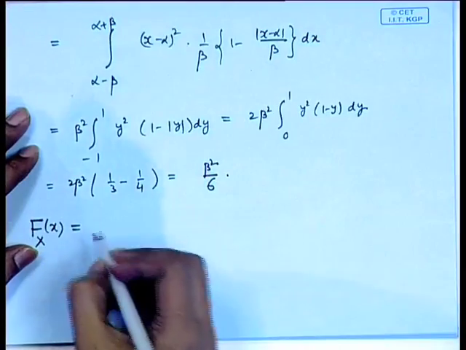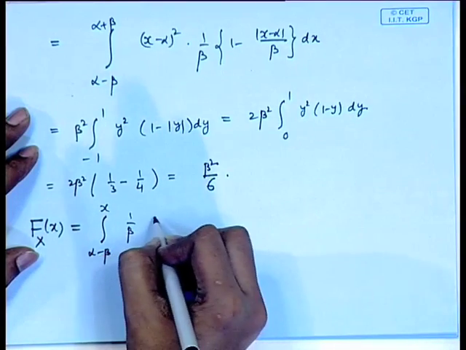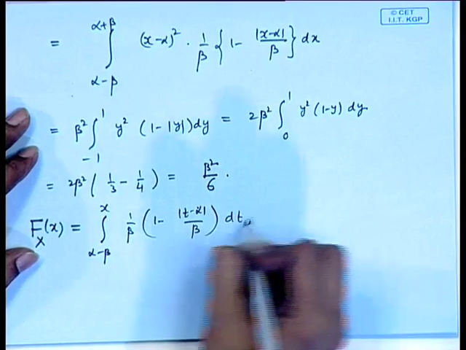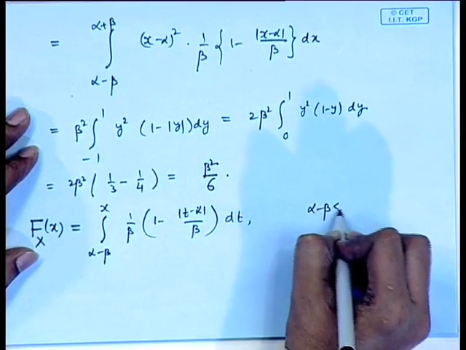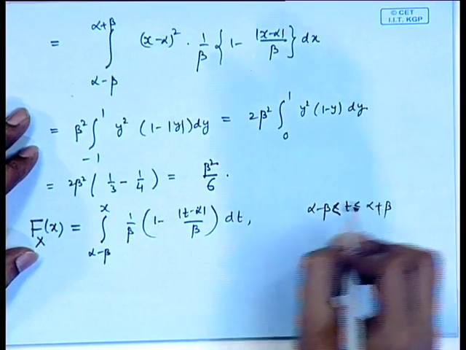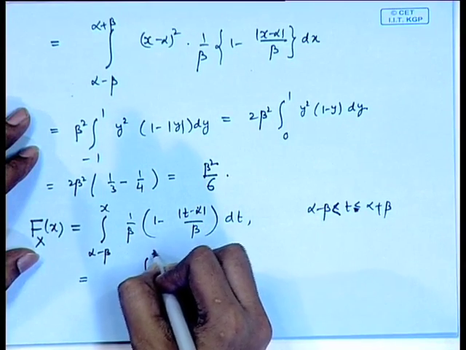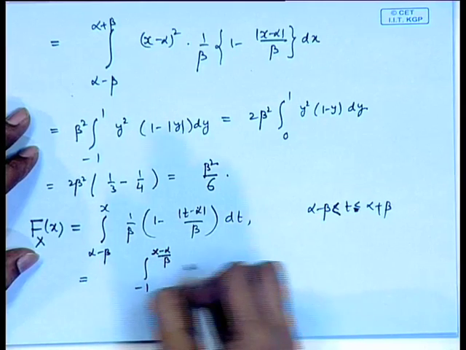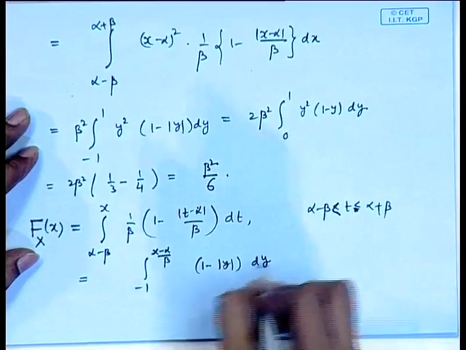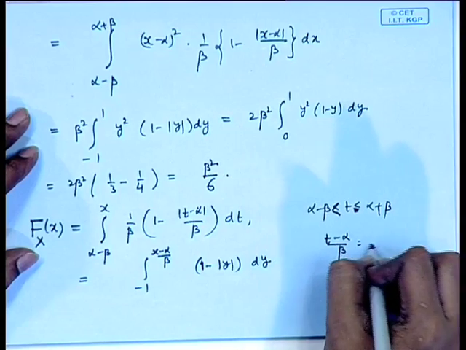So, we need to concentrate on the integral from alpha minus beta to x of 1 by beta times 1 minus modulus of (t minus alpha) by beta dt, for t lying between alpha minus beta and alpha plus beta. By considering the transformation (t minus alpha) by beta equal to y, this becomes the integral from minus 1 to (x minus alpha) by beta of 1 minus modulus y dy.